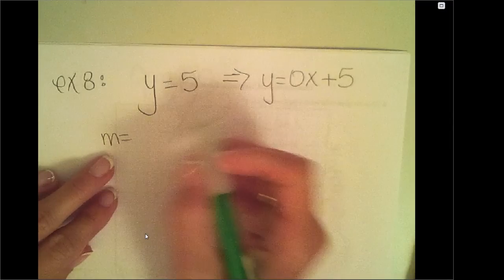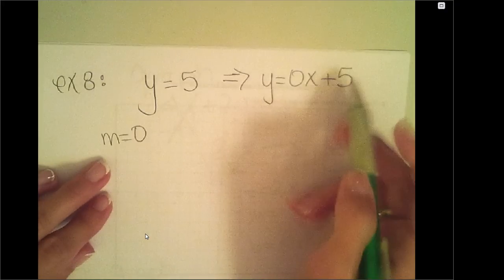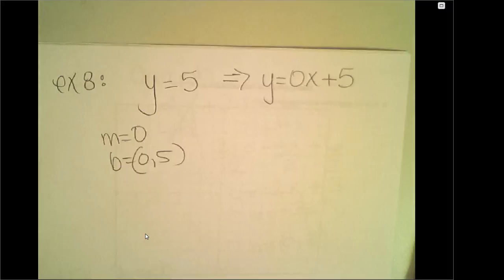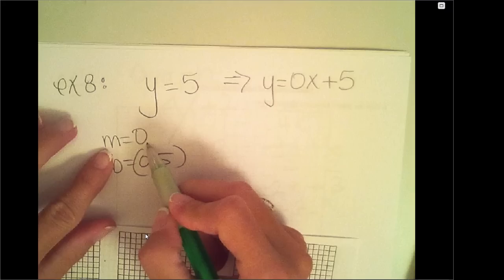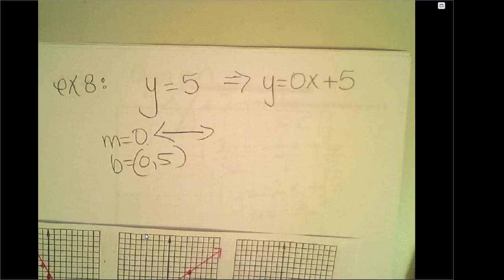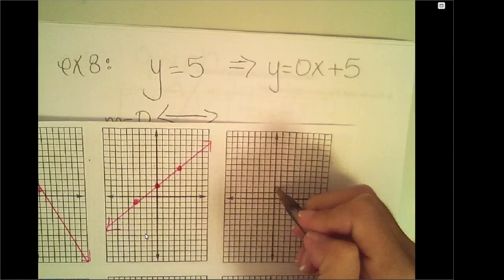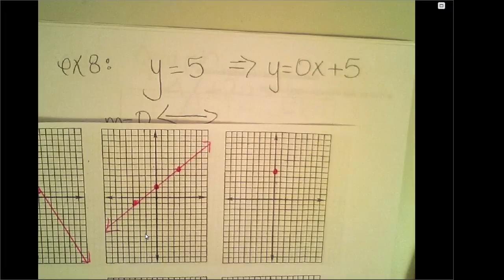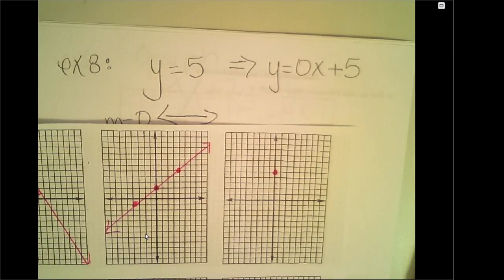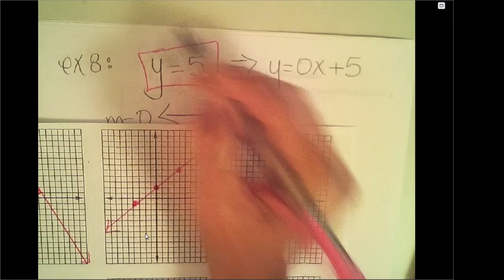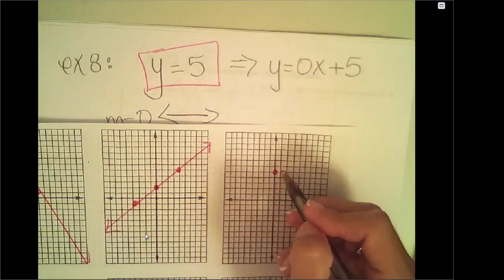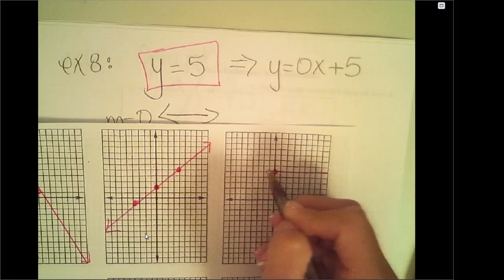So my slope is 0, and my y-intercept is (0, 5). So if I plot (0, 5), first of all, a 0 sloping line, we know, is a horizontal line. 1, 2, 3, 4, 5. There's my y-intercept, and I need a horizontal line going through that point. Sorry for all the interruptions, guys. We know it's a horizontal line. Another thing, y equals 5 means every y value is 5. And if you look, every y value along this line is going to be 5.